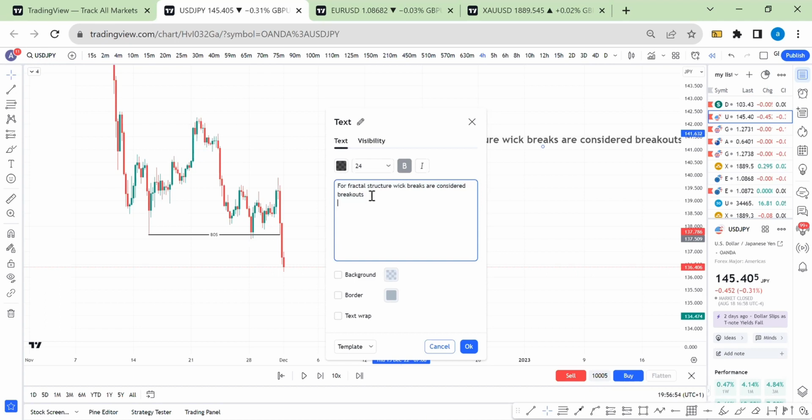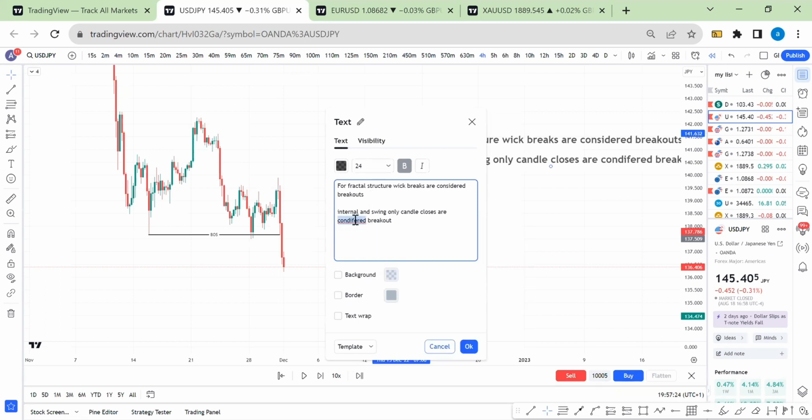But for internal and swing structure, only candle closes are considered breakouts. Okay? Internal and swing, only candle closes are considered breakout. I hope this is clear.